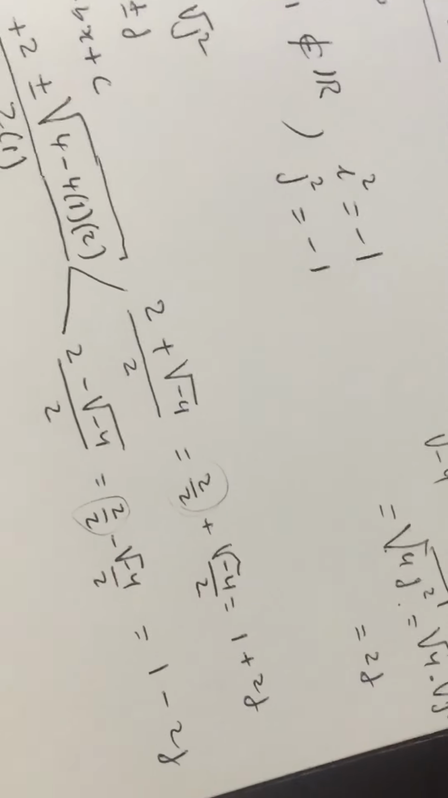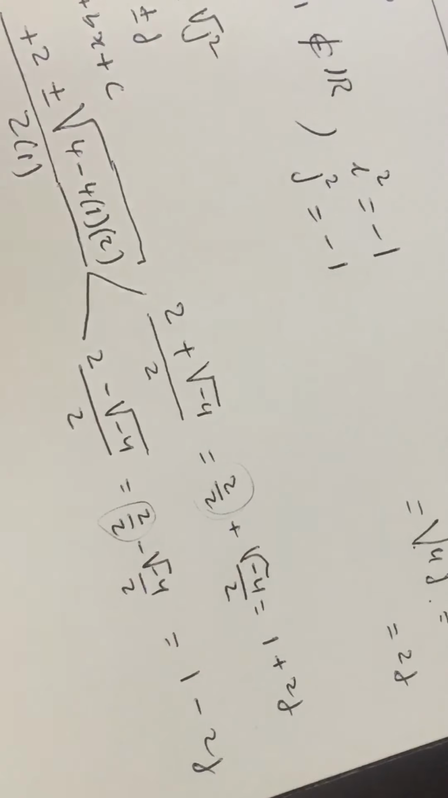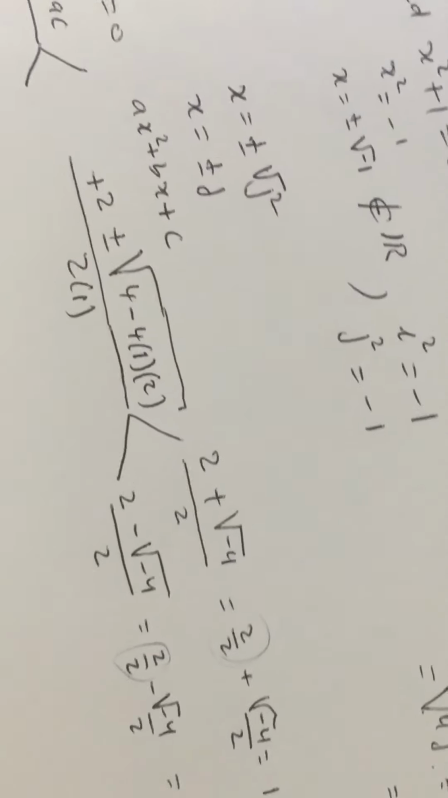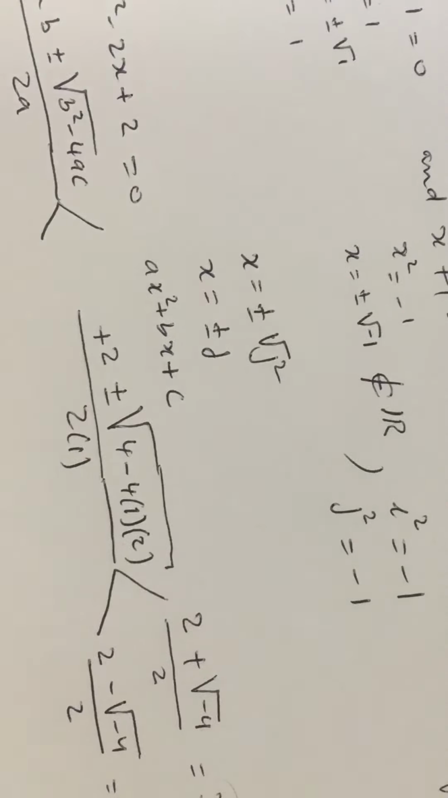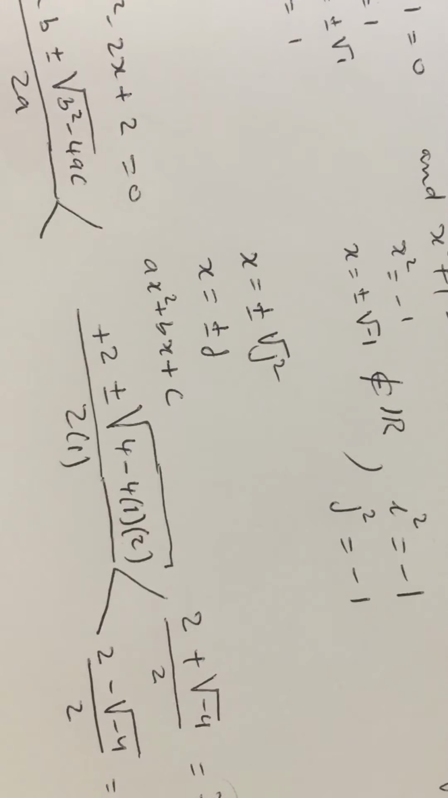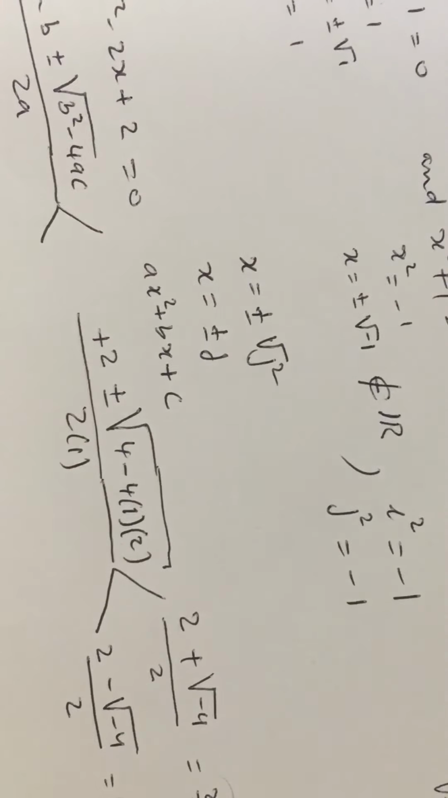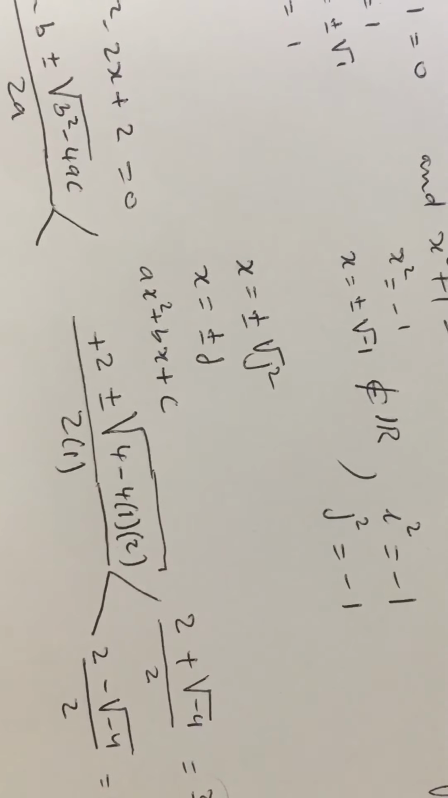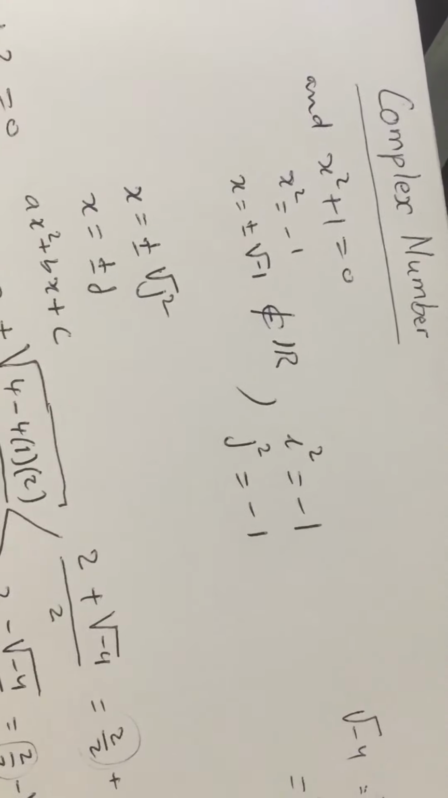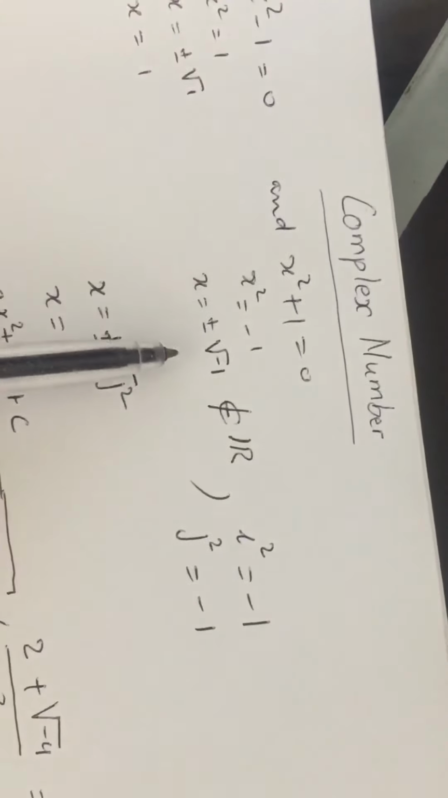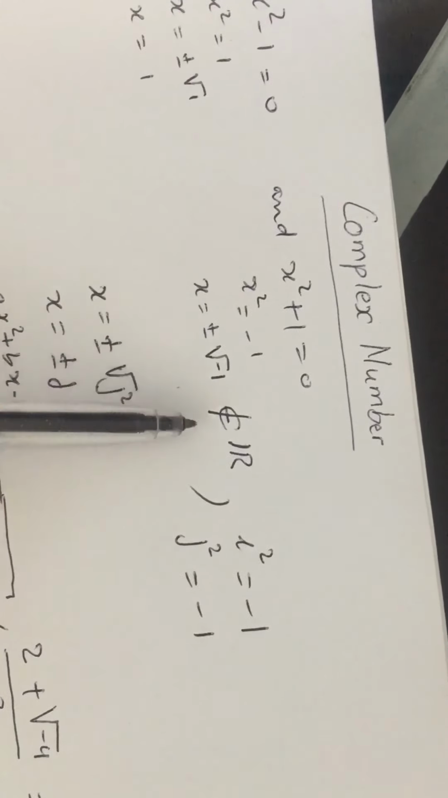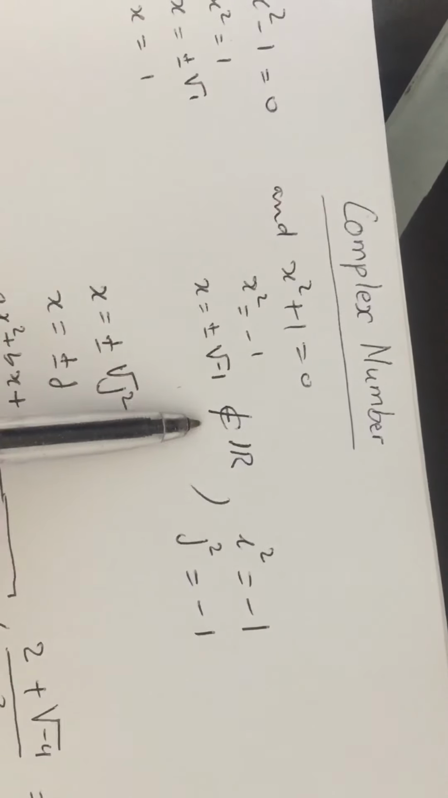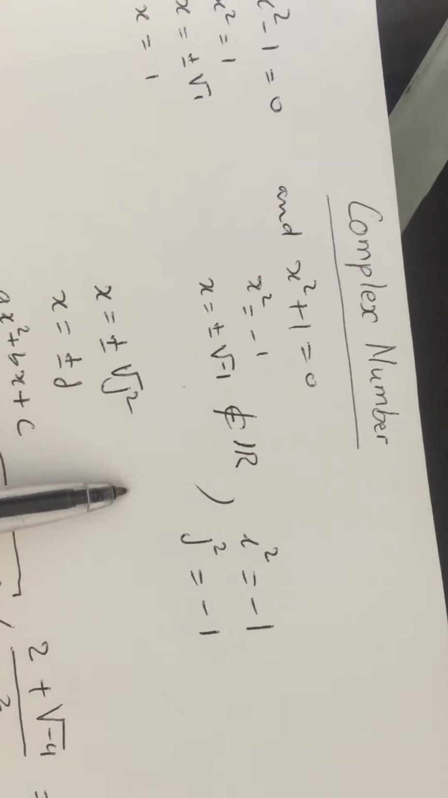Well, that was to show you the limitation of R, and then I introduced C, whereby you must know j squared equal to minus 1. So in R here you don't have a solution, but in C you do have a solution. All right.